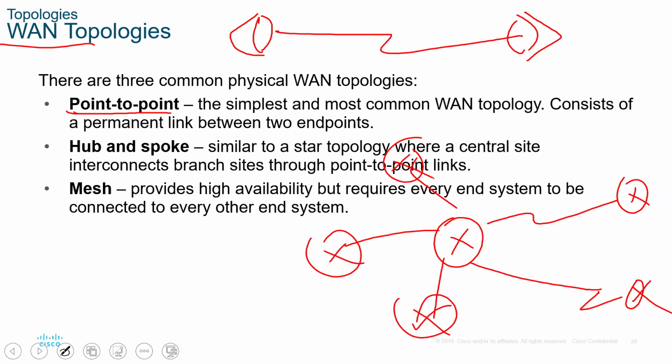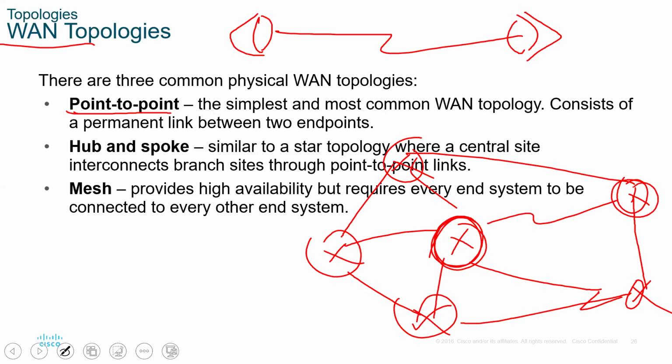Then you also have another topology called the mesh topology. What this provides is high availability, but it requires every end device to be connected to the other one. So in the hub and spoke, this central one is connected to everyone, but you see the others are not connected to each other. In the mesh, this guy is connected to this, connected to this, connected like this. You see, they are all connected at the same time. So everybody is connected to everybody.